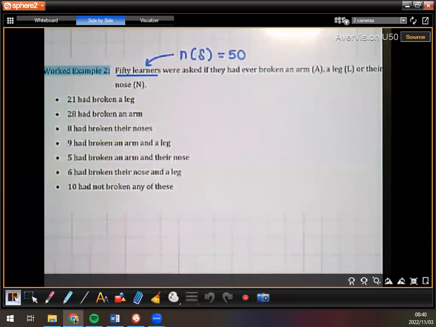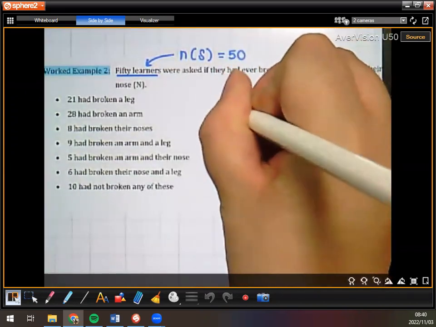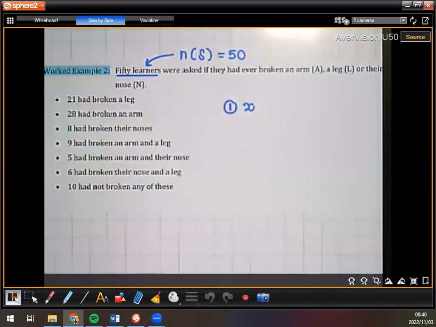If you're reading through the information, did they tell us how many people broke all three? Oh, they actually didn't. So our first step, step one, we're going to have to make that equal to x. The first thing that we have to pull in is always the "and" for all three. They didn't tell us what that was, so we're going to have to make that x.